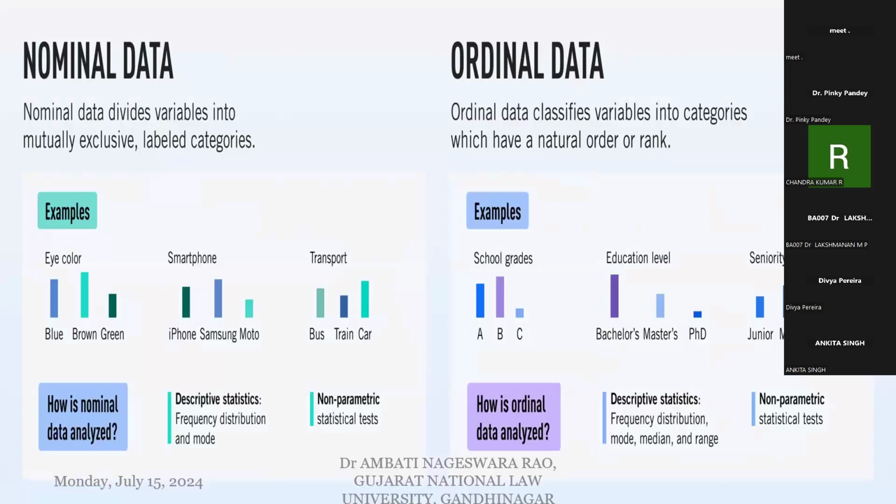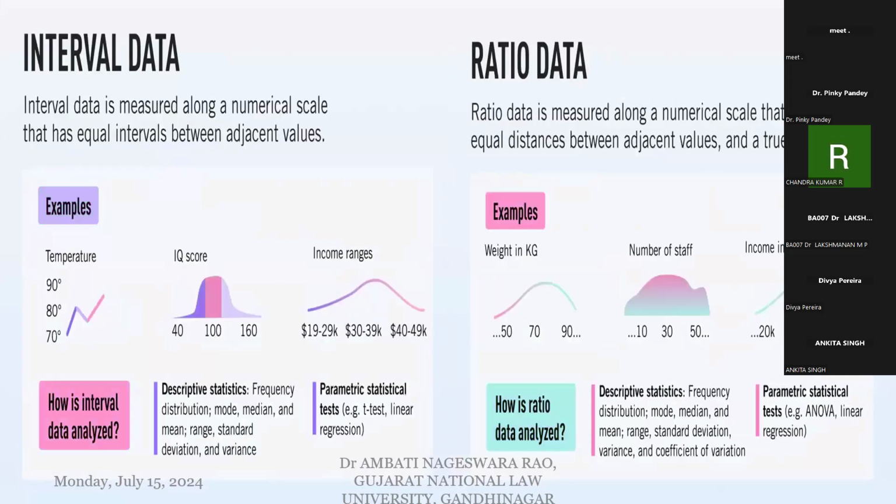I just brought a couple of images from various scholars. I'm sure this particular slide is going to help those at the initial stage of research work, at least the PhD scholars. If you are dividing data in the form of labels like eye color, smartphone, transport, it can be nominal. If you have school grades, education level, or seniority level, that can be ordinal data. Next, we have interval data and ratio data.